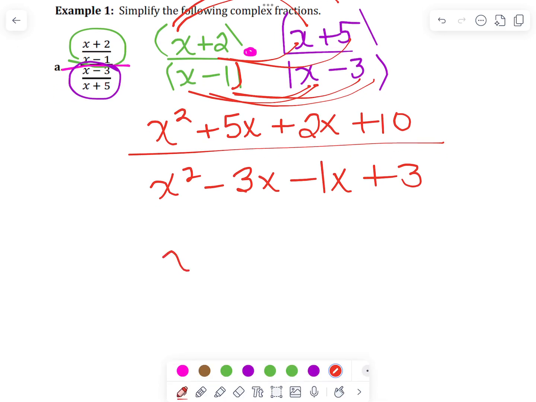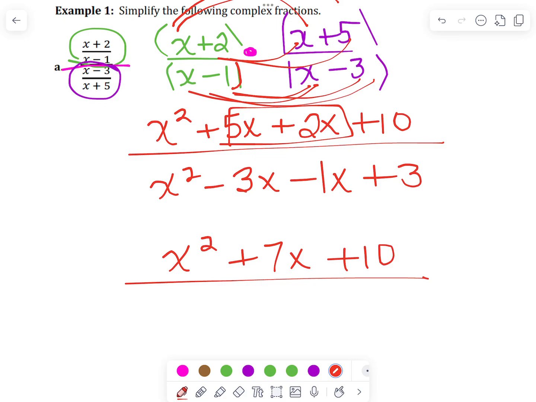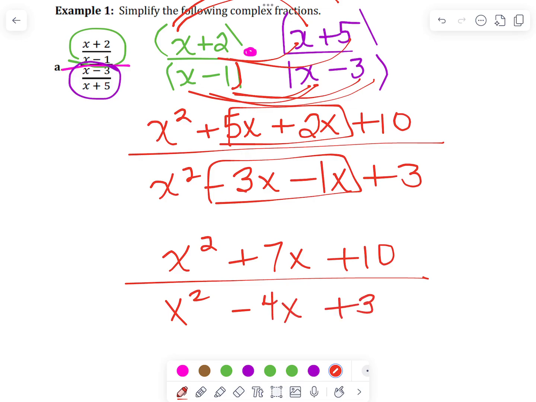When we combine any like terms, in the numerator we have x squared, these are alike, 7x plus 10, and then in the denominator, x squared, these are alike, so minus 4x plus 3. Then we look for any values that make it undefined, so we're going to go up to here. We do not want that denominator to be undefined, so we say x cannot be 1. This one here, we do not want it to be positive 3, and then minus 5.